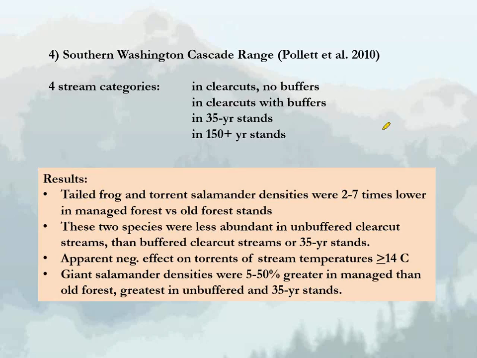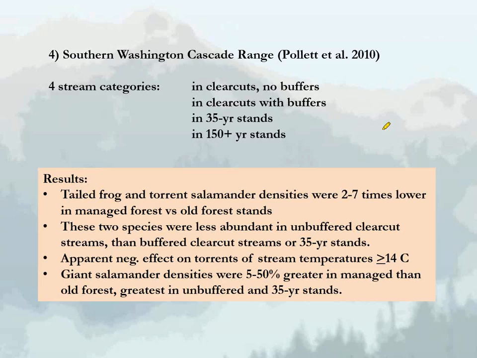They looked at tailed frogs and torrent salamander densities, and they found them to be much lower in managed forests than the old stands. And these two species were less abundant in the unbuffered clearcut than the buffered clearcut streams or the 35-year-old second growth. And there was an apparent negative effect on the torrent salamanders of stream temperatures greater than 14 degrees C. That was an association, so that's why I'm saying it was a negative effect. It was emerging from the study, but I think a follow-up would be needed to confirm that.